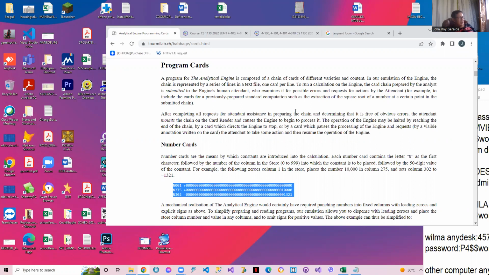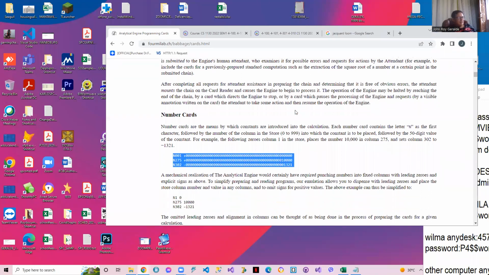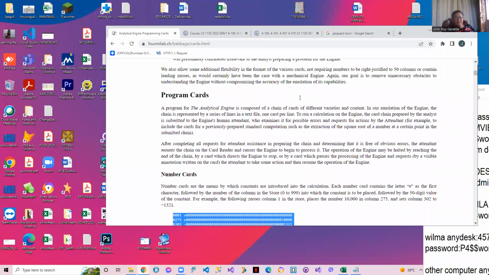Okay? After completing all the requests by the attendant, the chain is now loaded. Assuming it's free of error, it's now loaded into the store, which causes the card reader to begin the process. Do you follow? Do you get the point how it runs?